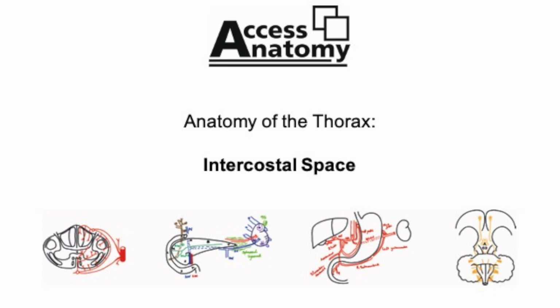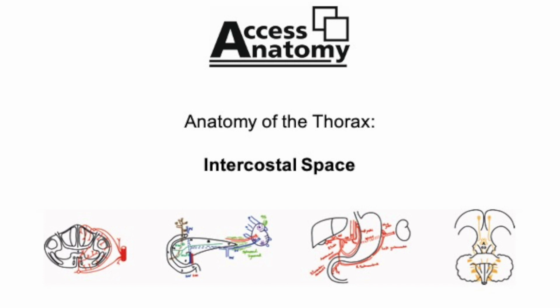So there are 3 layers of muscles in each intercostal space. From superficial to deep, there is external intercostal, internal intercostal, and finally innermost intercostal. All of these muscles run from the lower border of the superior rib to the upper border of the inferior rib, and have their fibres running in a specific direction.